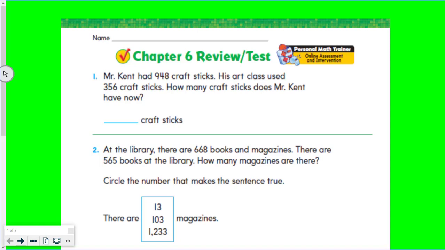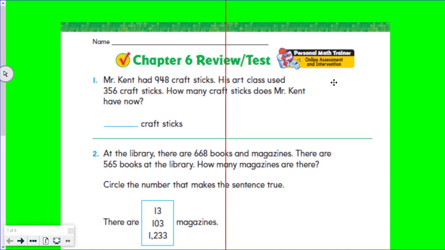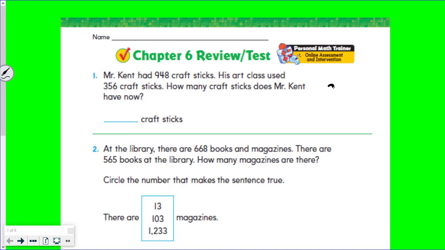I'm thinking because he had 948 craft sticks to start with, and he used some, that means we're going to take some craft sticks away, right? In this chapter, a lot of it is about subtraction. Some of it was addition, but mostly subtraction. So his class used 356 craft sticks, and we're taking those away from what he had. So I want you to go ahead and solve that problem and see if you can come up with the answer. So pause your video and do that.